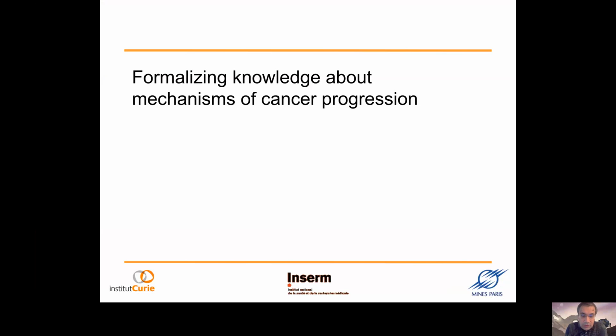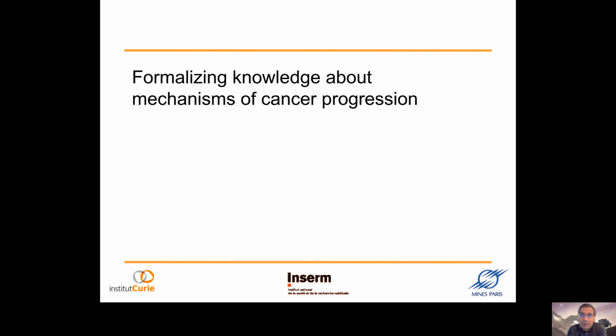So my idea is to give you a few examples of the projects that we have in our group, or we had in our group, on different aspects of application of systems biology and cancer research. And the first such example is on the topic which can be called formalizing knowledge about mechanisms of cancer progression, about molecular mechanisms of cancer progression.